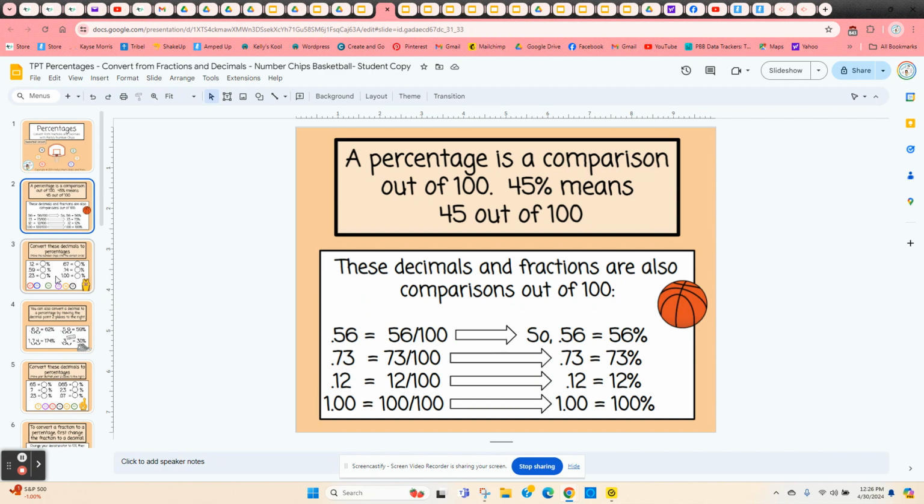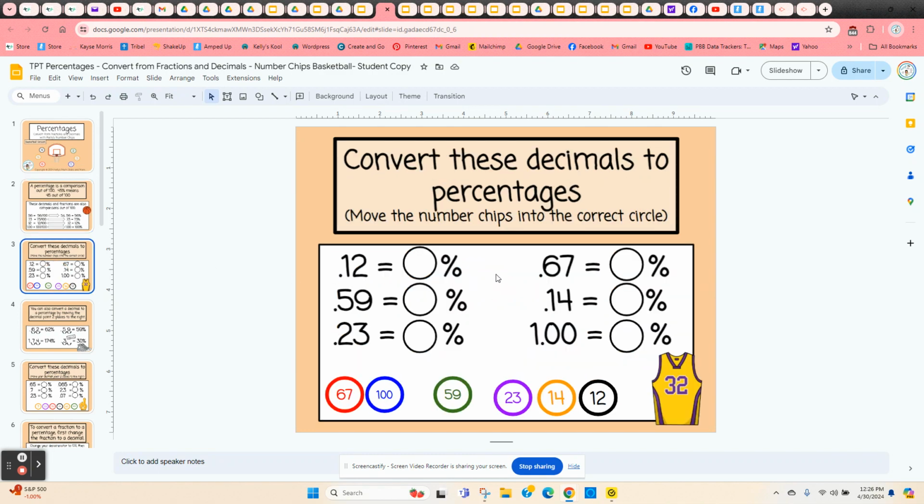So on the next slide, this is a good practice slide. These are fairly simple conversions. 12 hundredths would be 12%. Students are just going to click and hold on the edge of the chip. They're going to move it into place. 67 hundredths would be 67%. One whole would be 100%, and so on.